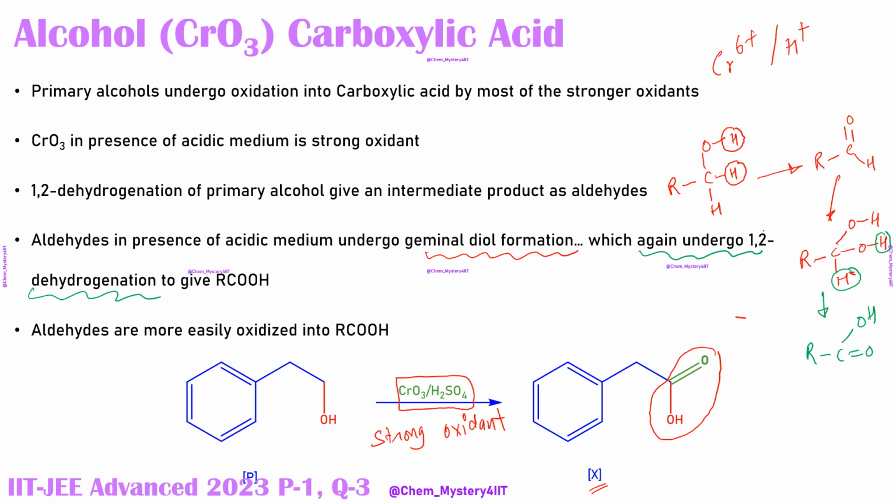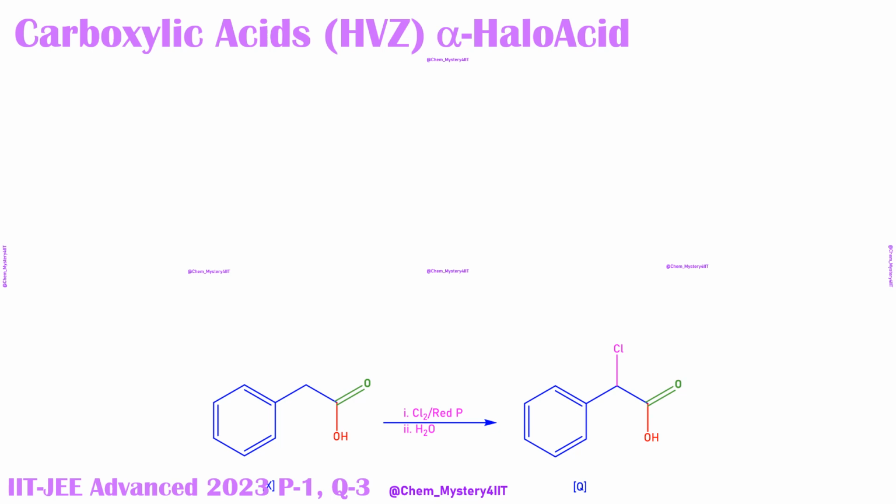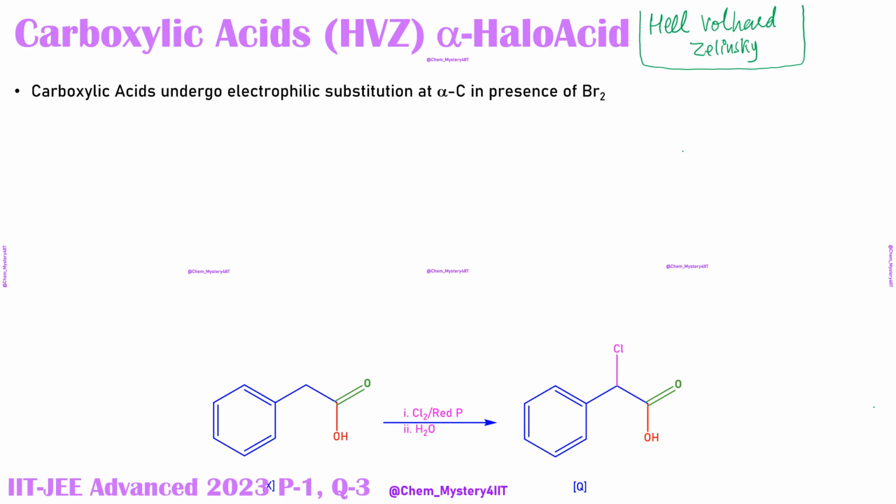That was the second step, that is the compound we have written as compound number X, and this compound number X was actually reacted further with chlorine and red phosphorus in presence of water. That is what we call the HVZ reaction, which represents the Hell-Volhard-Zelinsky reaction. And that is an alpha halogenation reaction. That is HVZ.